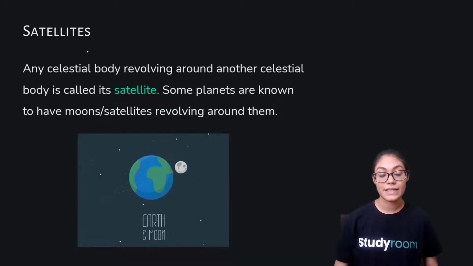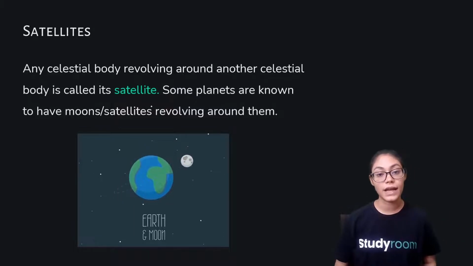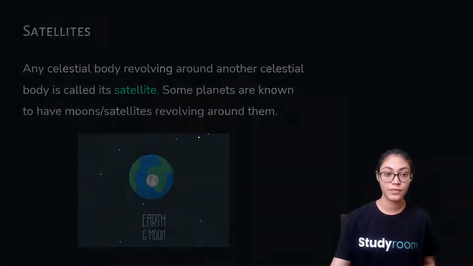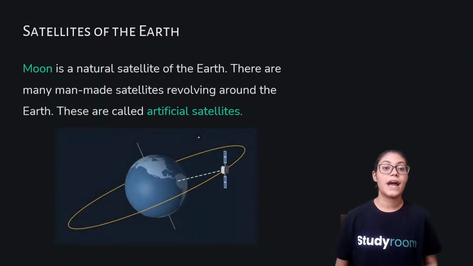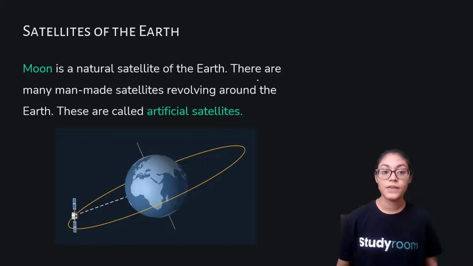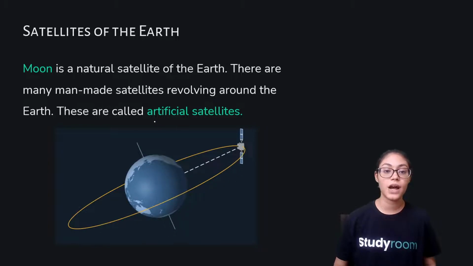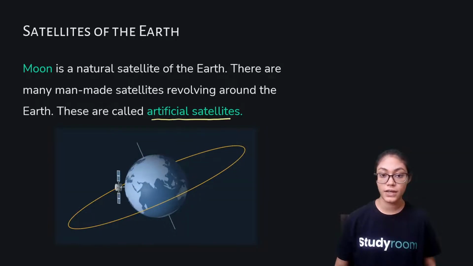Now, what are satellites? Any celestial body revolving around another celestial body is called its satellite. Some planets are known to have moons or satellites revolving around them. So, the Moon is a natural satellite, correct? Moon is a natural satellite of the Earth. There are many man-made satellites revolving around the Earth. Those are known as artificial satellites, correct?